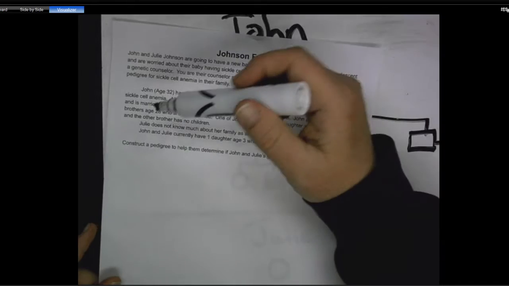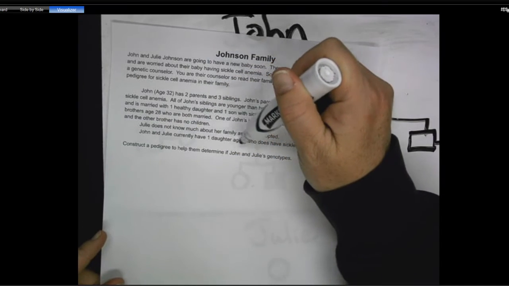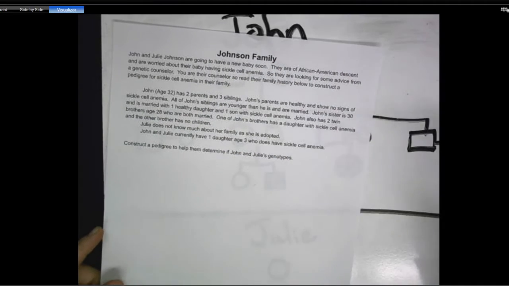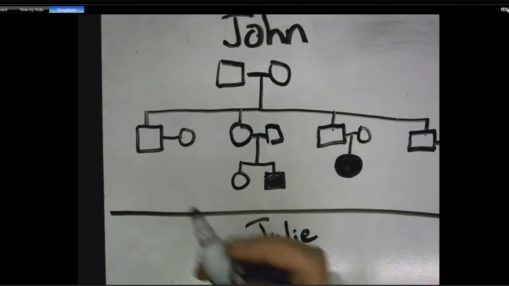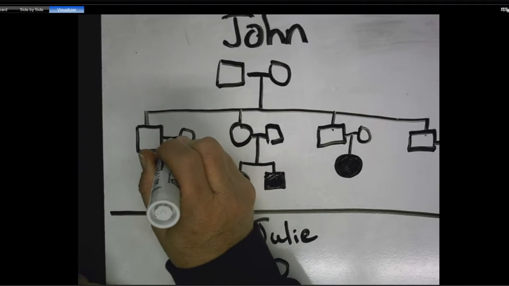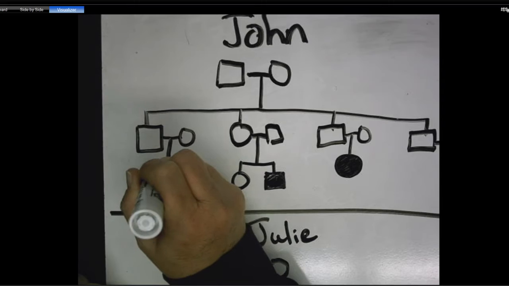Okay, but then it says John and Julie currently have one daughter, age 3, who does have sickle cell anemia, and they are pregnant with their second one, as it said on the top. So we're going to give them one daughter, and she has sickle cell.